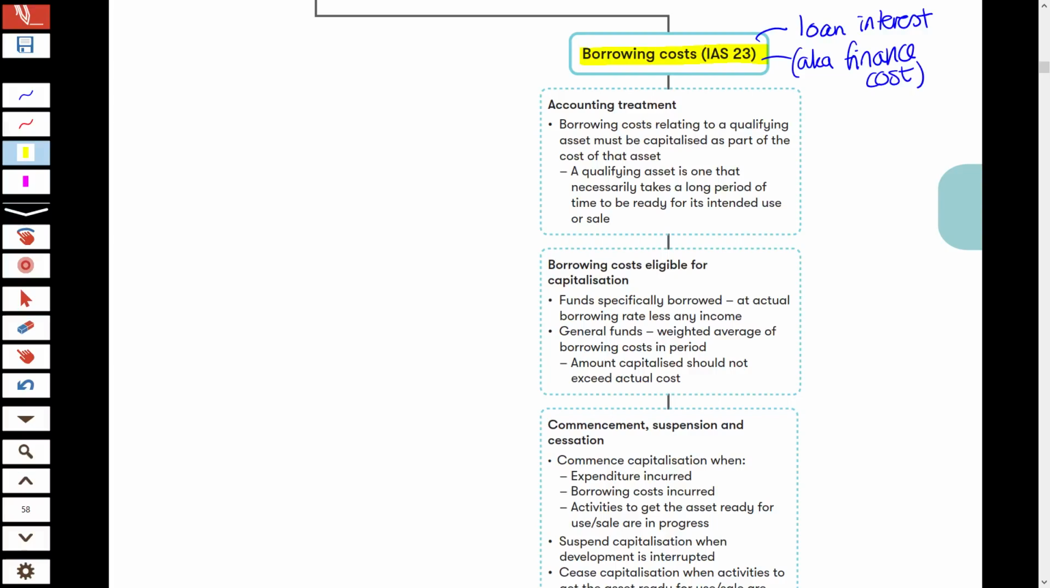So what is a qualifying asset? A qualifying asset is one that necessarily takes a long period of time to be ready for its intended use or sale. So nice examples of these might be something like a bridge or a stadium. They take a long time to build, and the company might take out a loan to help them build that. So what we're saying here is that instead of debiting finance costs, they can debit the asset instead.